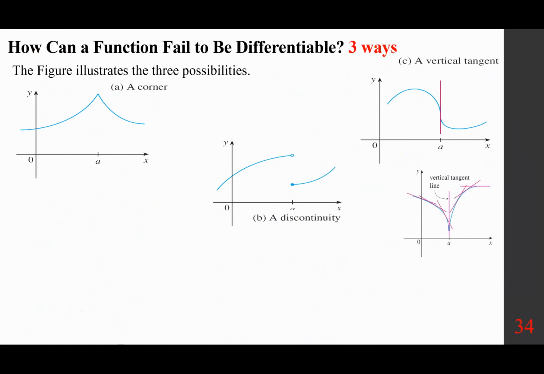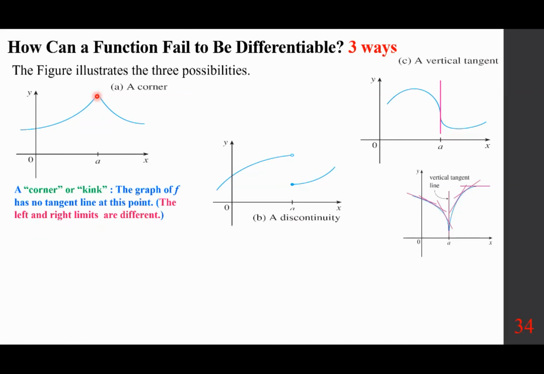The next thing I want to discuss is how can a function fail to be differentiable? Normally, there are three ways. We have a sharp corner, we have a discontinuity, and we have a vertical tangent line, in short. So a quick discussion for each case. A corner or kink: the graph of f has no tangent line at this point. The left and right limits are different. So the point is, where do you draw the tangent line?